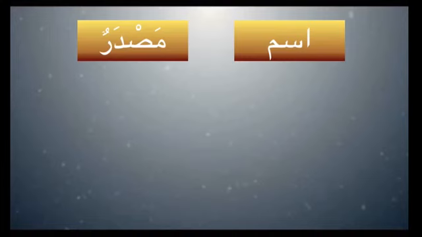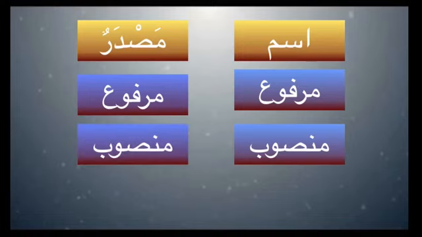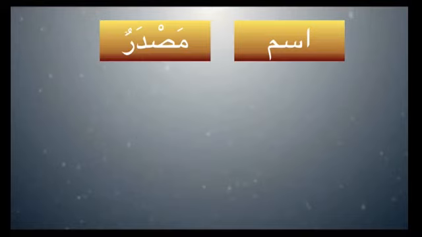So as we said, masdar is an ism. So it will have all the qualities. It will be marfu. So masdar can be marfu. If ism is mansub, the masdar can also be mansub. And whereas we know ism can be majroor, masdar can also be majroor. So we know also the different positions the ism takes. So the same positions even the masdar can take.